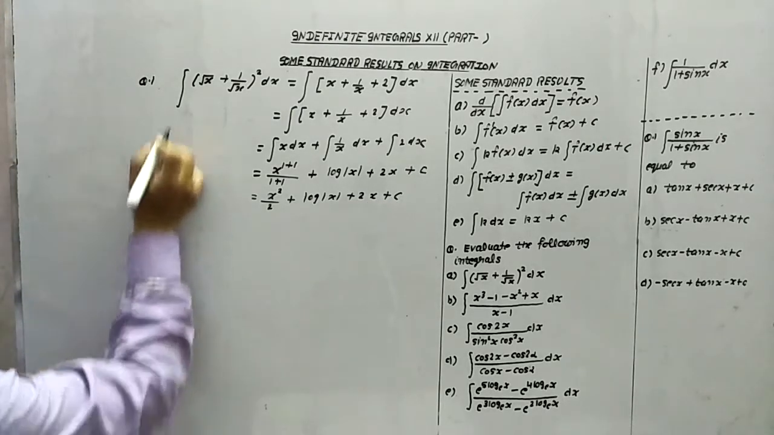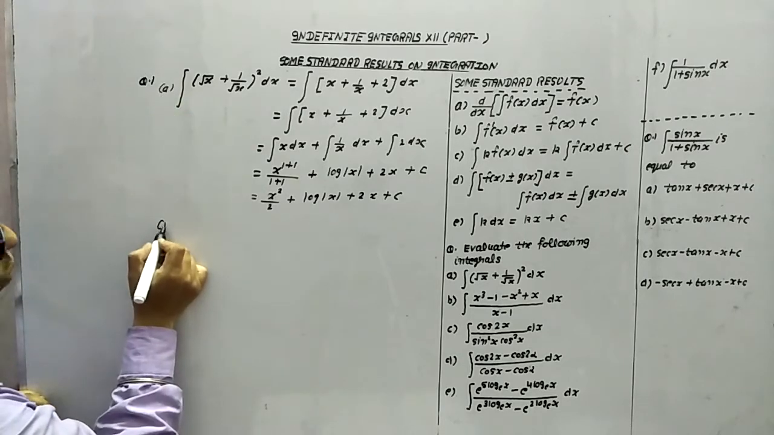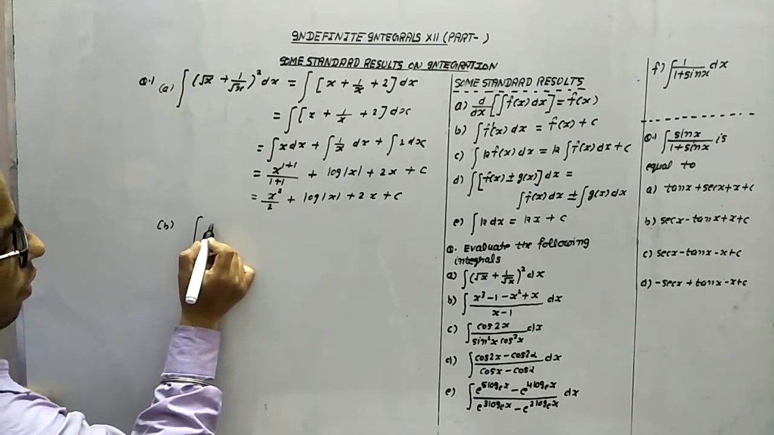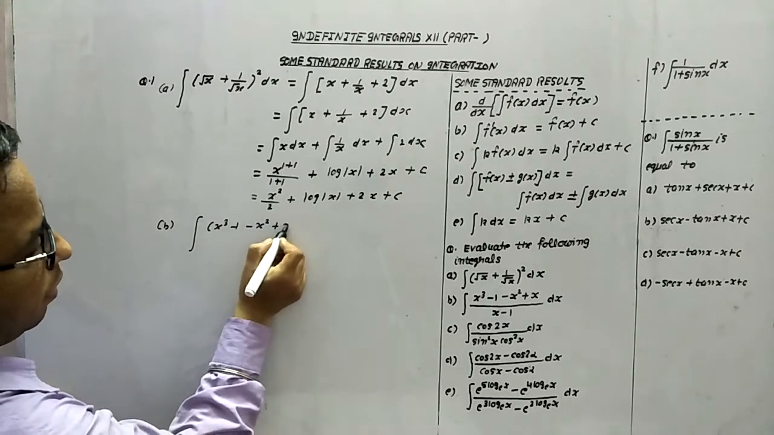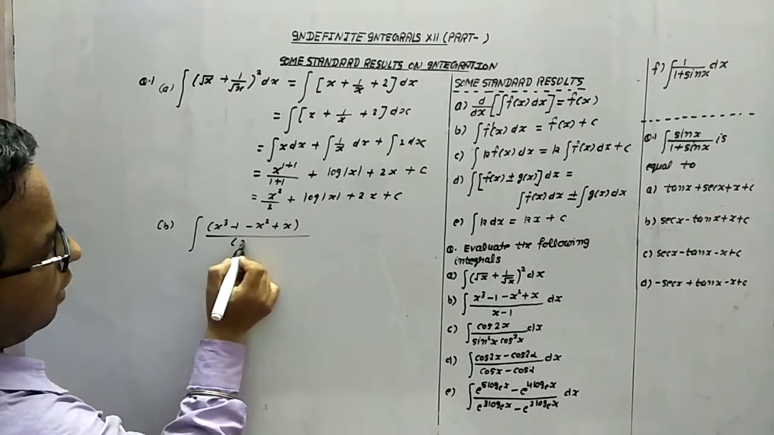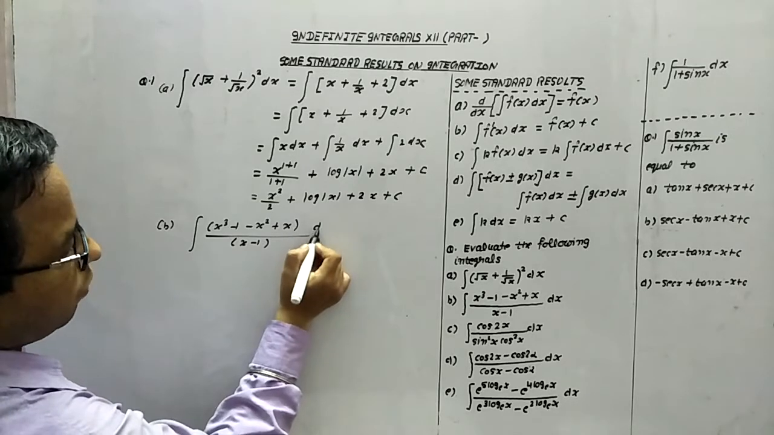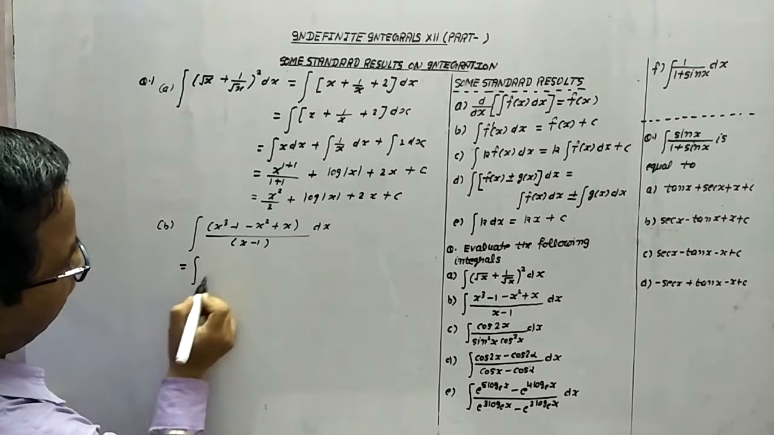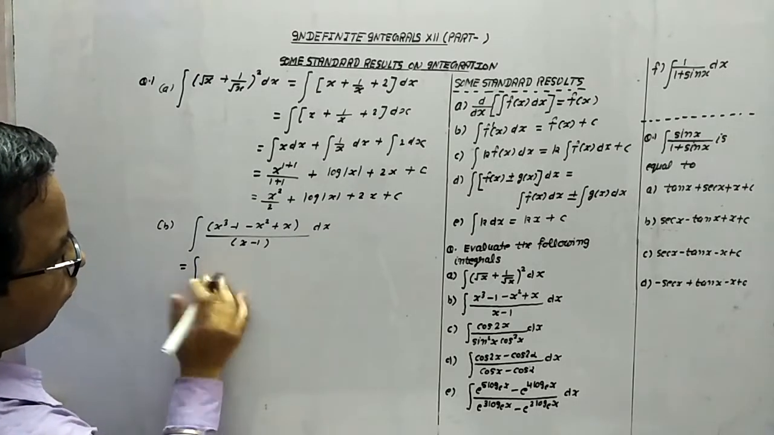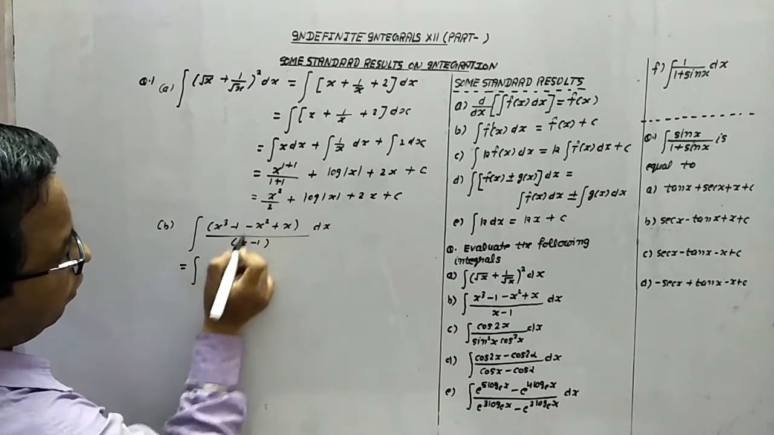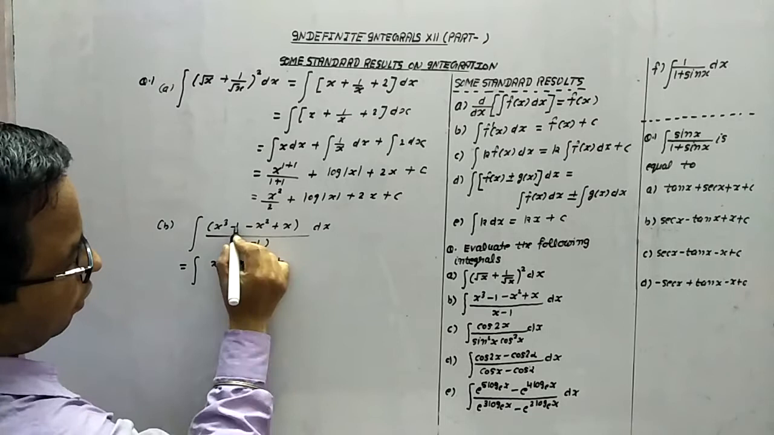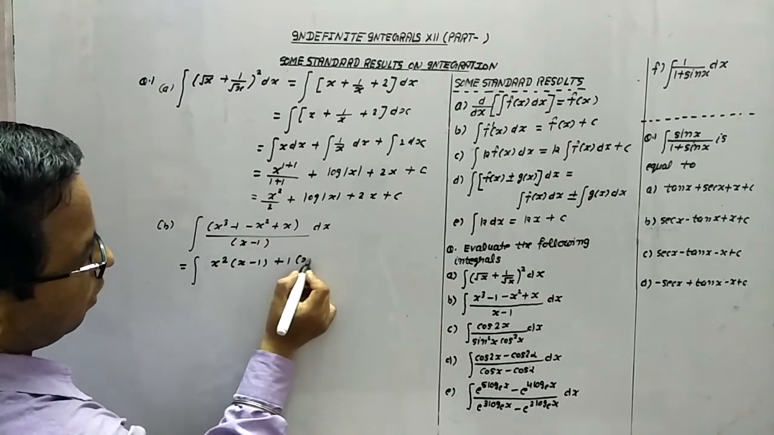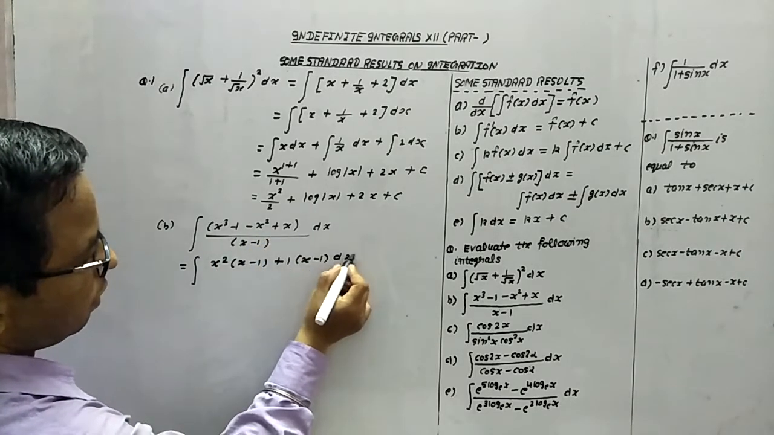Now look at this. This is the a part. Now the b part: we have integration of (x cube minus 1 minus x square plus x) upon (x minus 1) dx. First of all, we have to check this: if taking common anything forms something, then first we should collect that. In these 2 terms, take x square common. What is left? x minus 1. In these 2 terms, take plus 1 common. It means this is (x minus 1) dx.